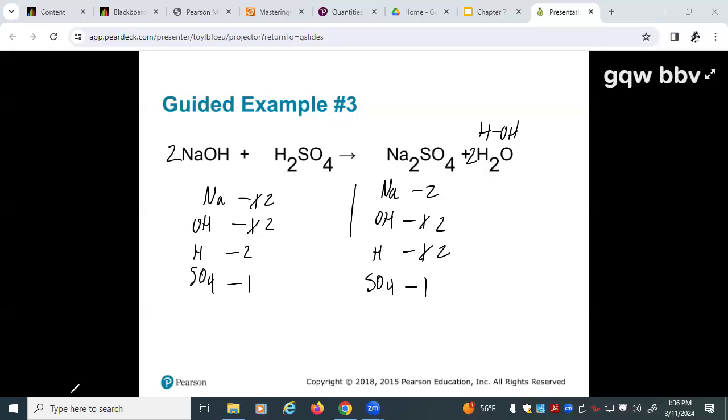So I've got my equation. I've got it balanced. Now I need to figure out what's breaking apart and what's staying together. To do that, I need to go into looking at the solubility rules again.